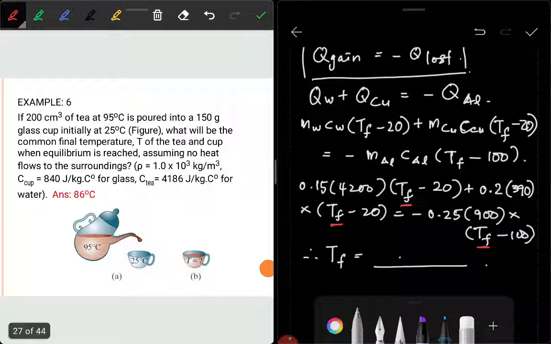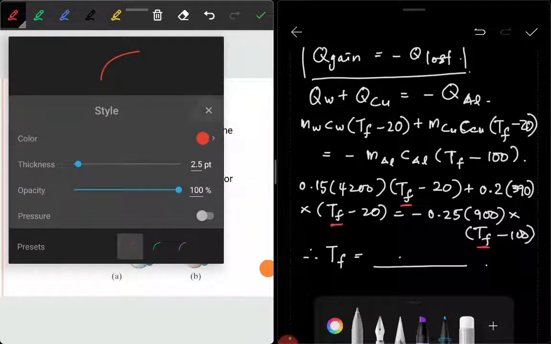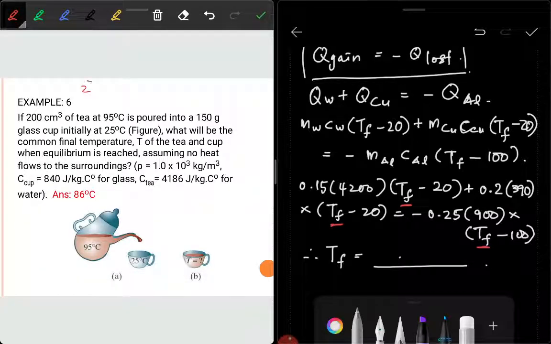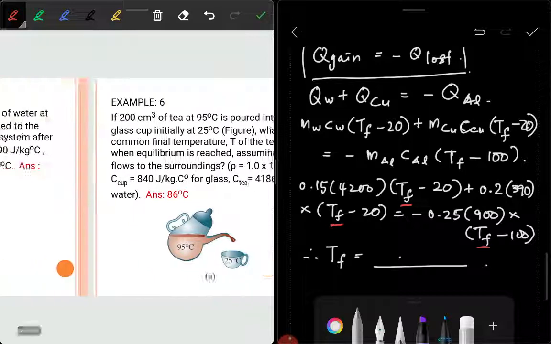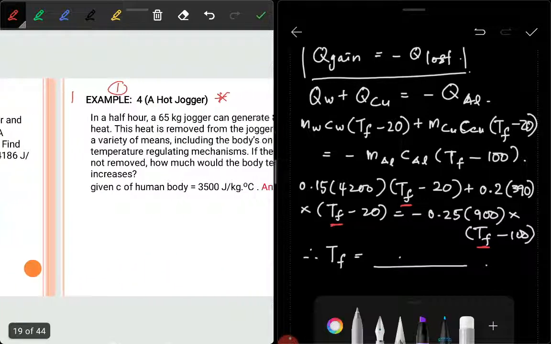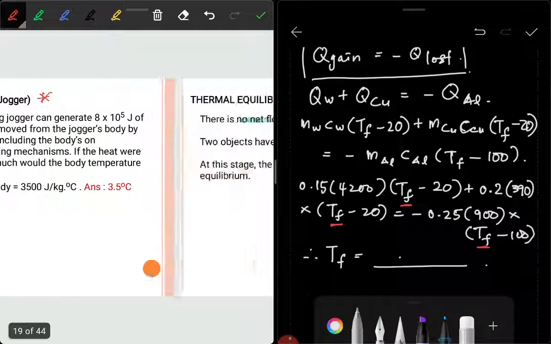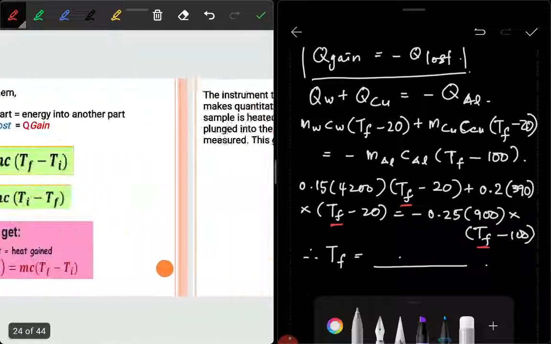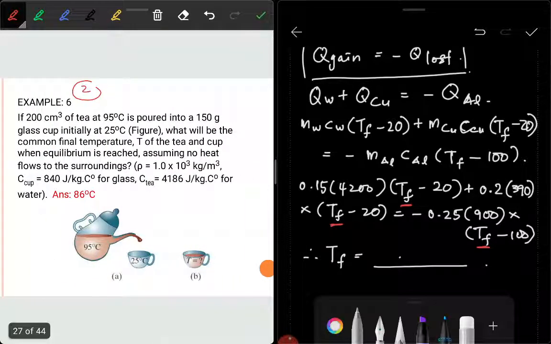And then example 6. For example 6, I want you to do it yourself. This is the second question that you should submit to me. The first question is example 4, and then example 6.